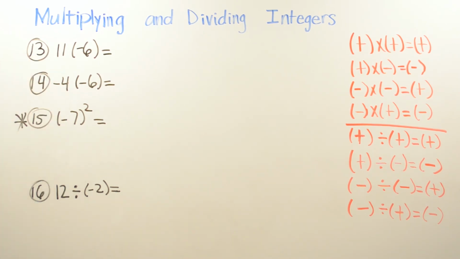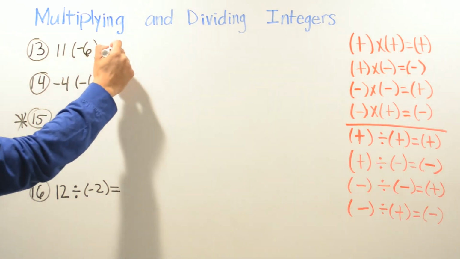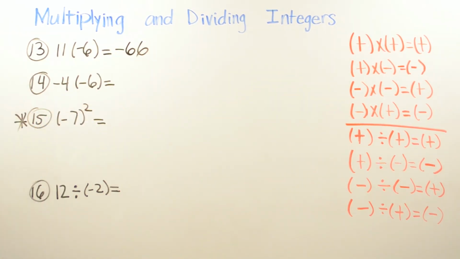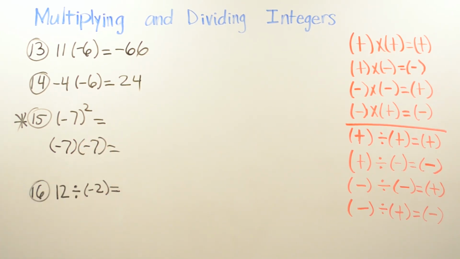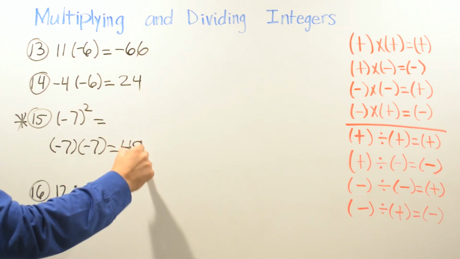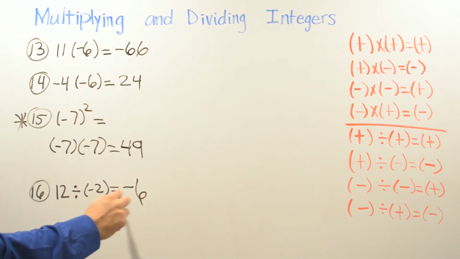I'm just going to go ahead and work on them really fast, so that way we can finish this video. And you already know on the right hand side what the signs are in case you're having problems. So we have 11 times negative 6. Our answer is going to be negative 66. And number 14, we have negative 4 times negative 6 is going to be positive 24. Here we have negative 7 to the second power, so we're just going to have negative 7 times negative 7. Negative times a negative is a positive, and our answer is going to be 49. And 12 divided by negative 2 is going to be negative 6.